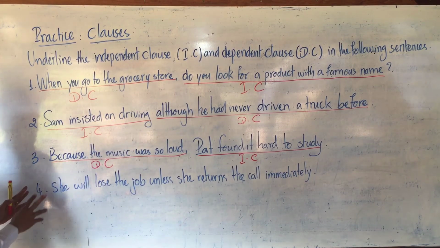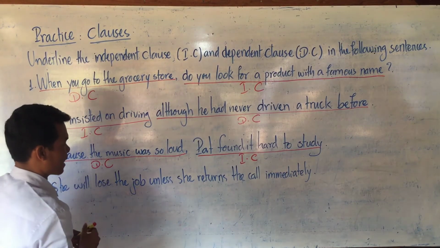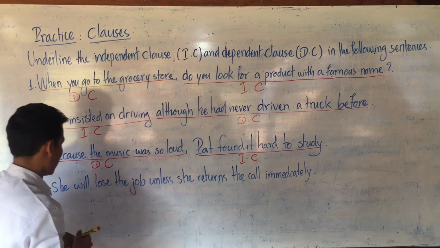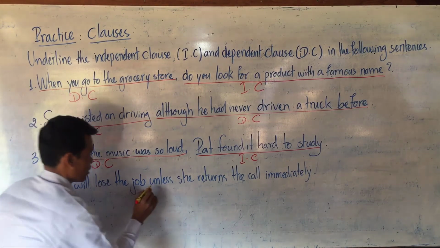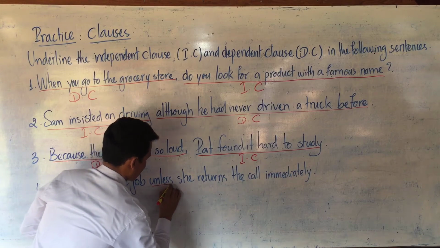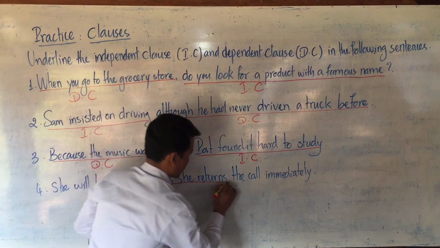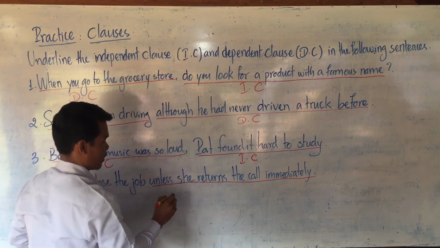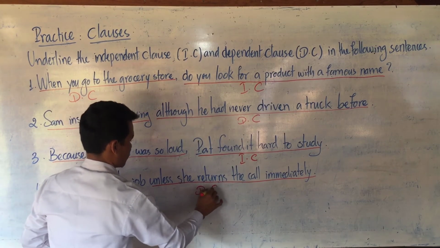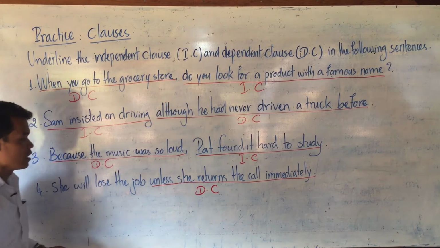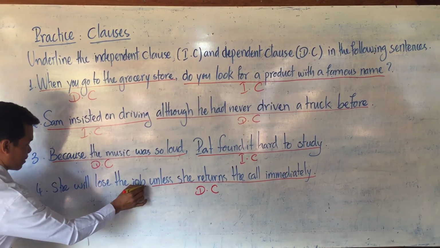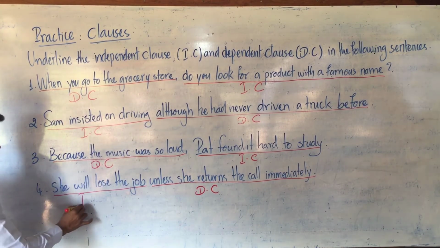Number 4, she will lose the job unless she returns the call immediately. She will lose. You can see the word unless. Unless is a subordinator. So from unless to immediately is the DC, which is called a subordinate clause, and here is the IC.